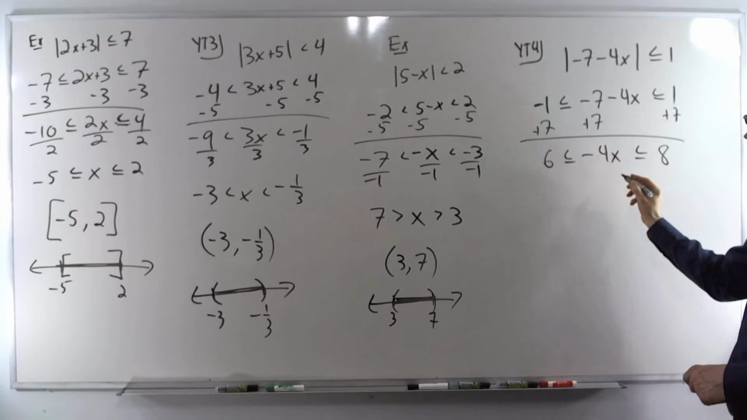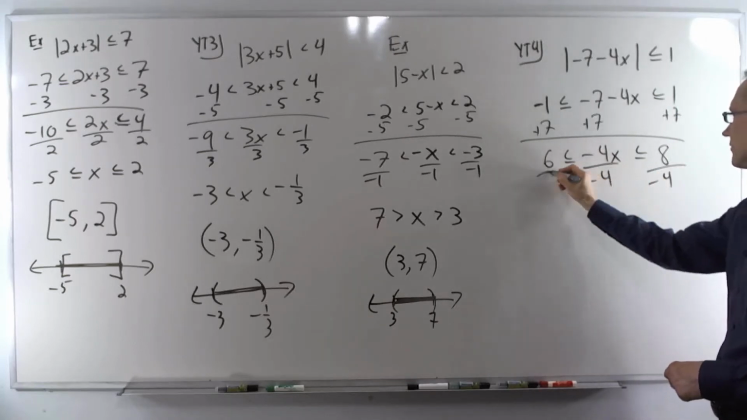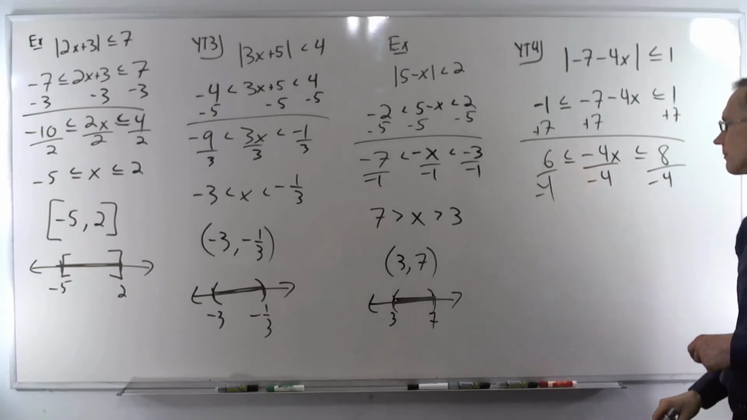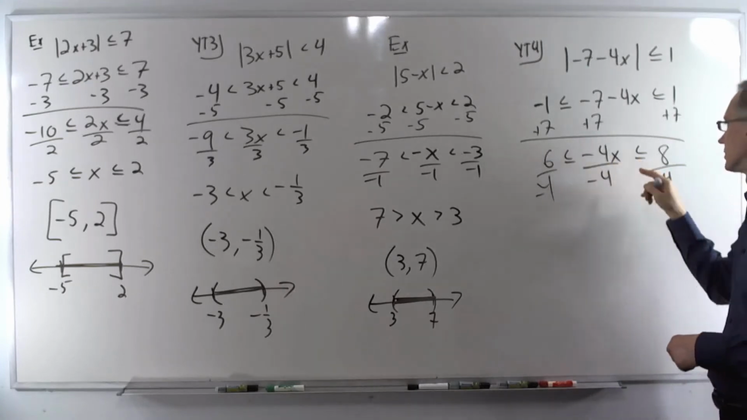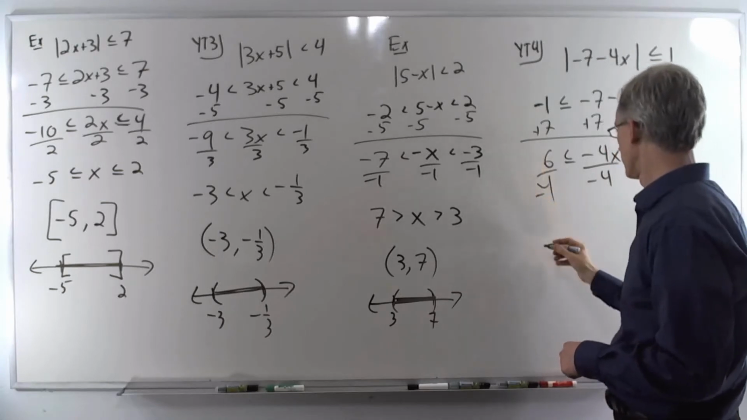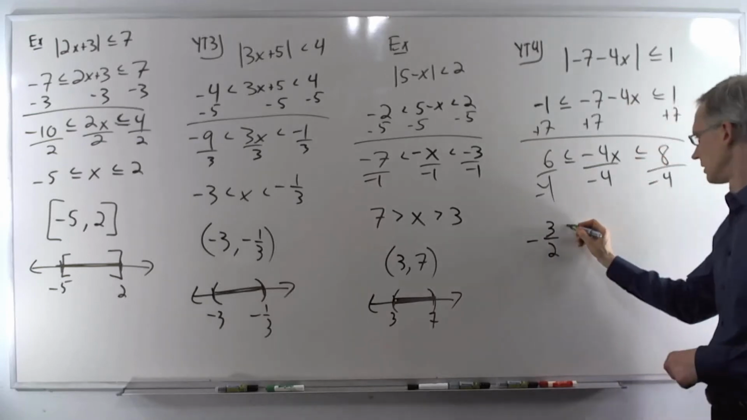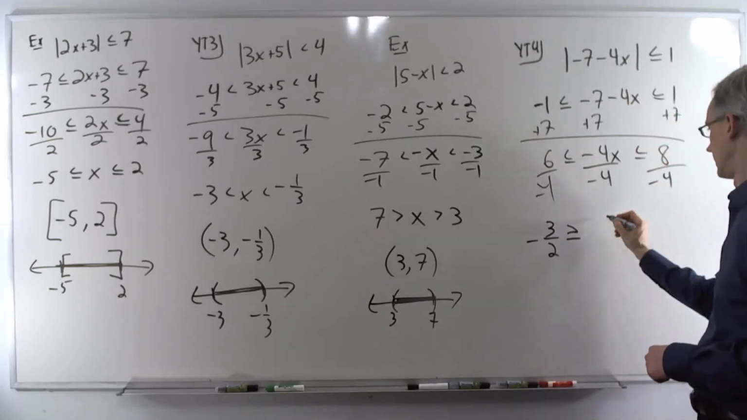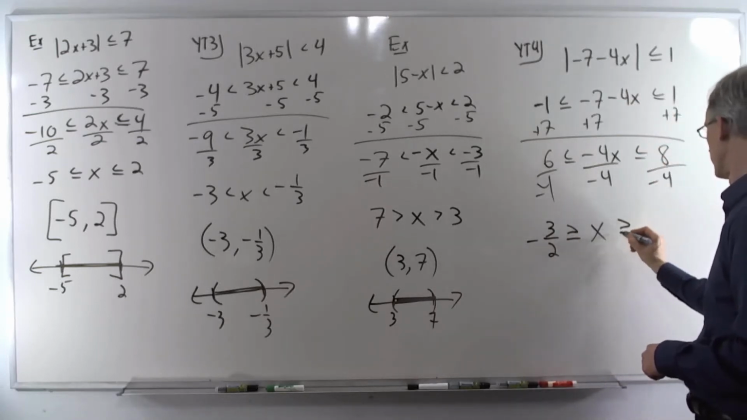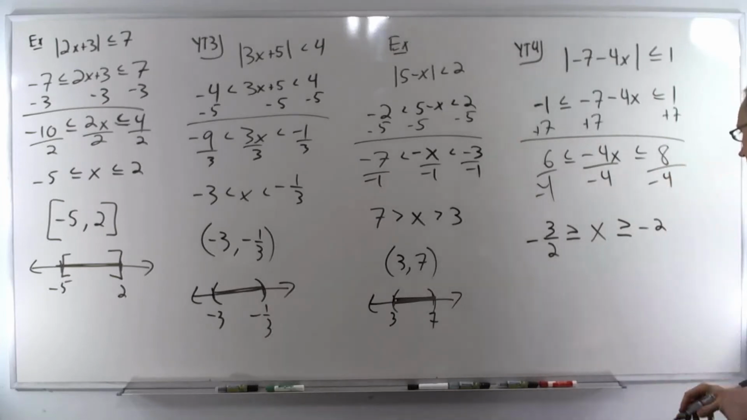All right, now we've got to get rid of the negative 4. So divide all three sides by negative 4. And since we're dividing by a negative, we're going to switch the direction of the inequality. All right, so this turns into, see, 6/4 reduces to 3 halves. So we're going to have negative 3 halves there. Switch the direction on the sign. X in the middle. Switch the direction there. And 8 divided by negative 4 is negative 2.